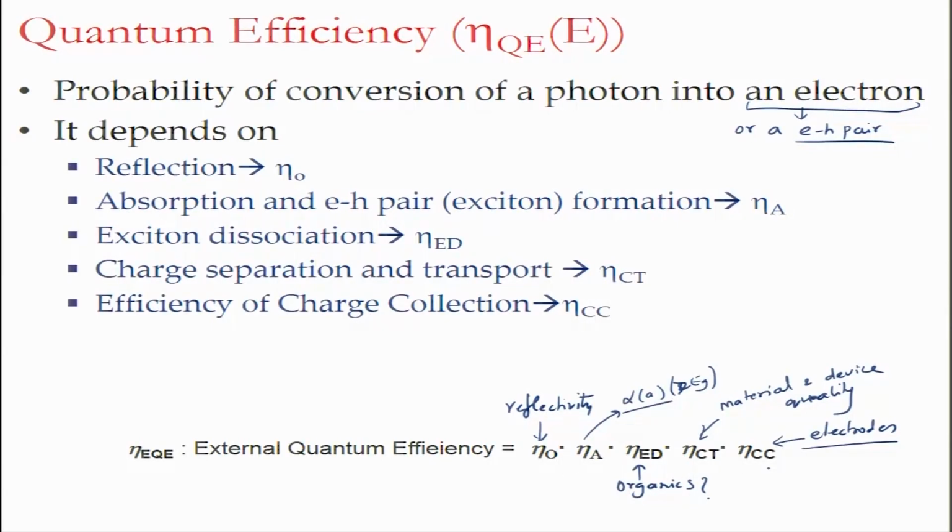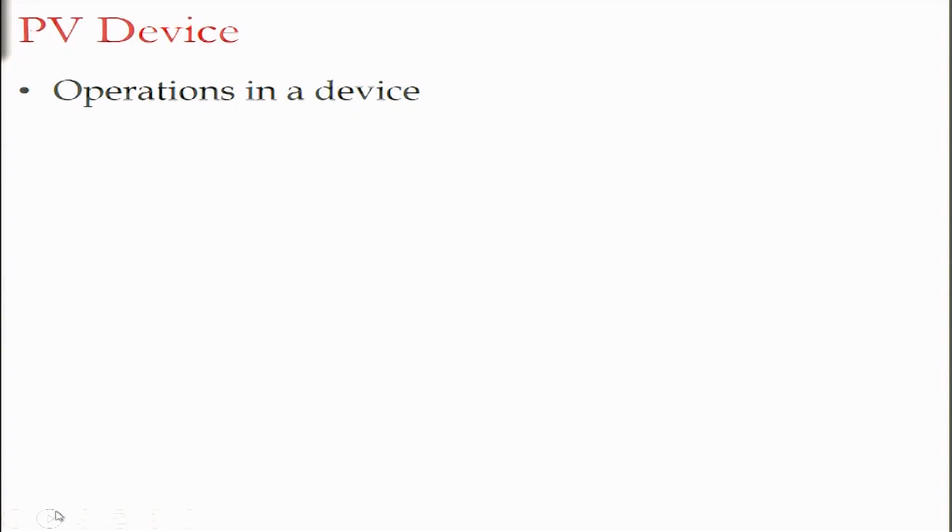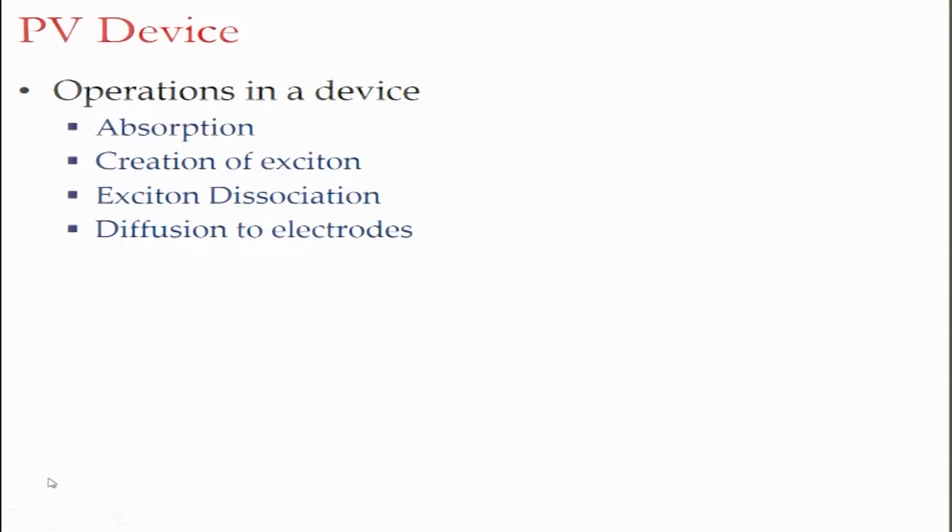So all of these together will give you external quantum efficiency, which is called eta EQE, and this can be experimentally measured, okay, and this can be directly correlated to the current. So ideally the current that you obtain should scale with the external quantum efficiency, all right. So if you look at a PV device based on this efficiency, the operations are fairly straightforward. First you have light absorption, then creation of exciton, then exciton dissociation, then diffusion to the electrodes, and then charge collection. And this is what the external quantum efficiency, as we saw, is made up of.